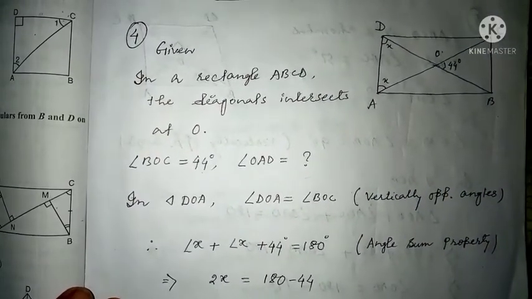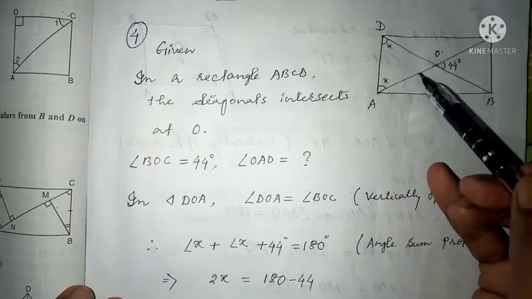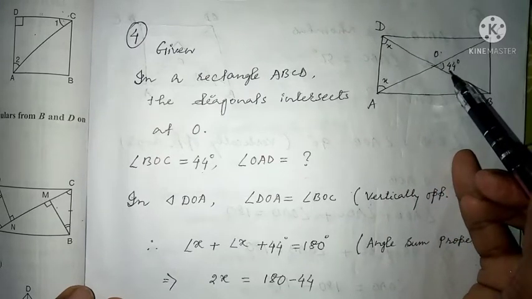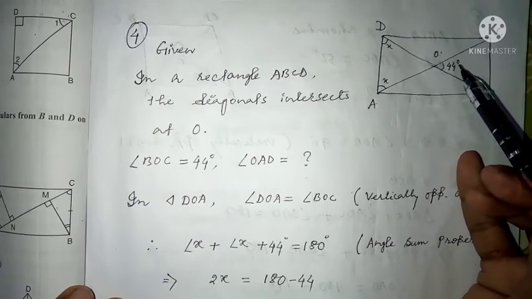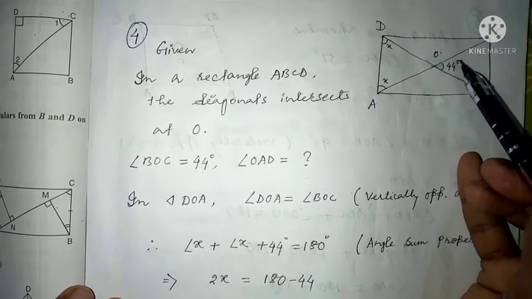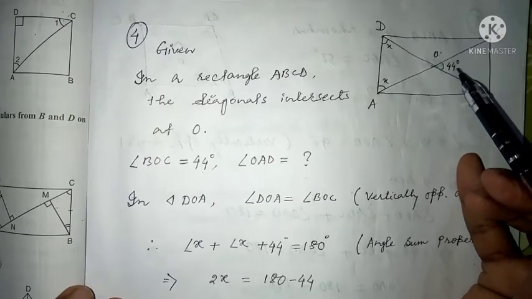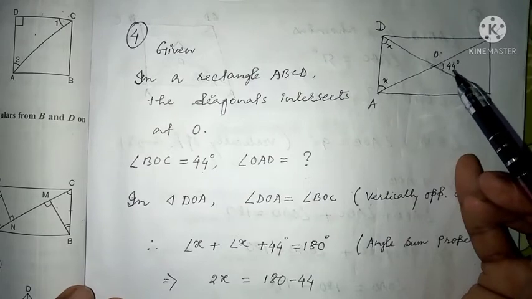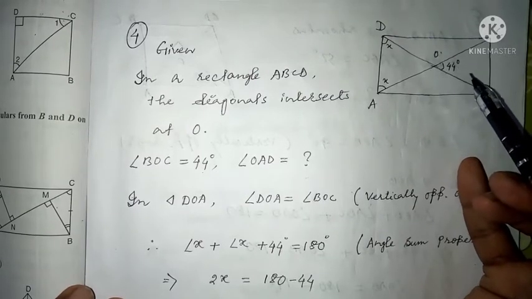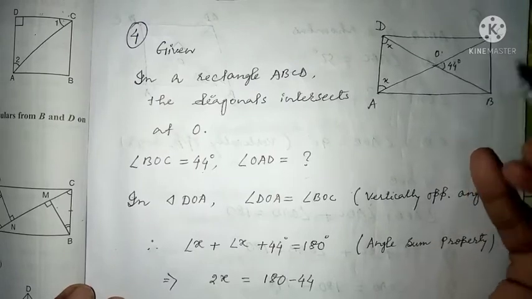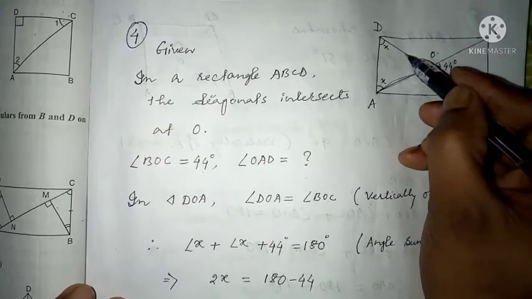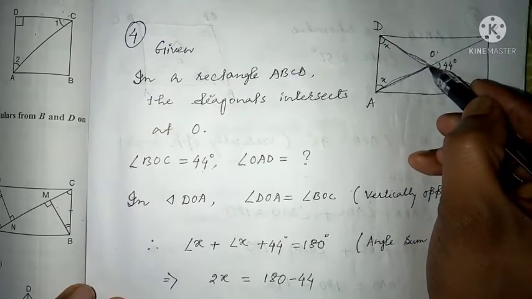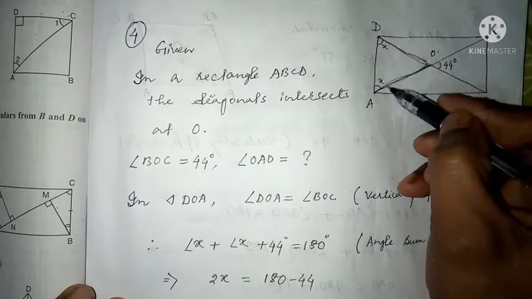Before we proceed, I must know about the properties of the diagonals of a rectangle. First of all, the diagonals of a rectangle are equal, and a rectangle is a parallelogram. From the property of a parallelogram, the diagonals bisect each other, which means the diagonals of the rectangle also bisect each other. Now these two are equal and bisected, so this line segment will be equal to this line segment. Bisect means it will divide into two parts, so this will be equal to this one.